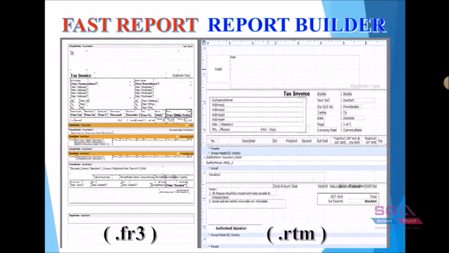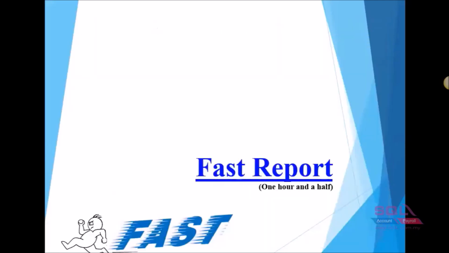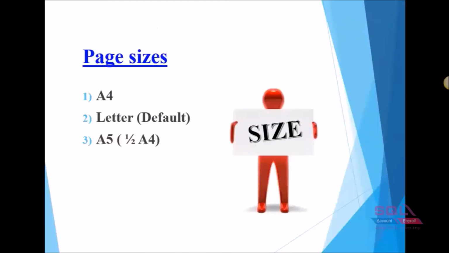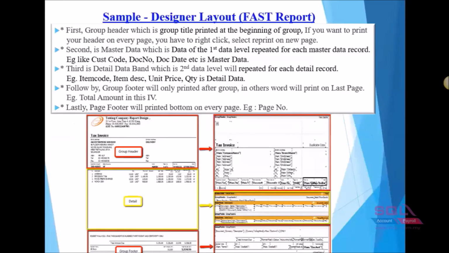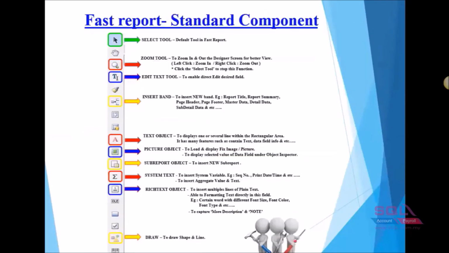And in SQL, when you see the report name, if it is .fr3, it means a fast report, and .rtm means this is a report builder. So this is how you differentiate the report type. The same, we have page size A4, letter, A5 meaning half page. Same as just now, header, details and group header. I think we already repeated this part, so I'm not going to repeat it here.